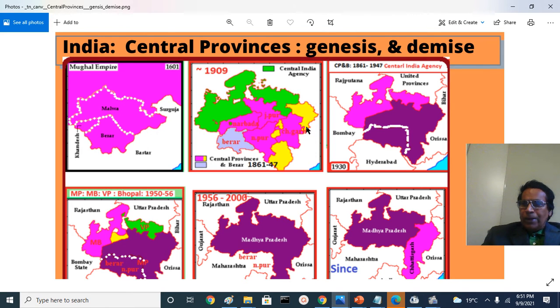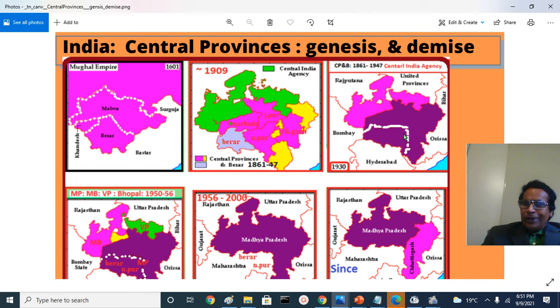After partition and independence in 1947, all these surrounding districts were merged and, because the Central Provinces' name was changed to Madhya Pradesh, that means central region, Madhya Pradesh. This is the Madhya Pradesh. You have the Berar region here, Nagpur region here, Narmada region here, and Sagar Damoh regions here, and Bastar and Surguja and Chhattisgarh. That was Madhya Pradesh 1.